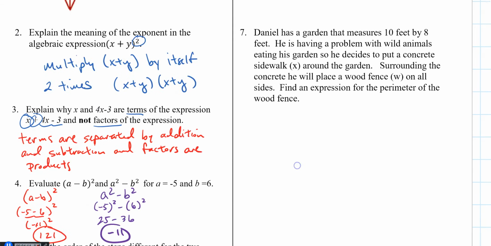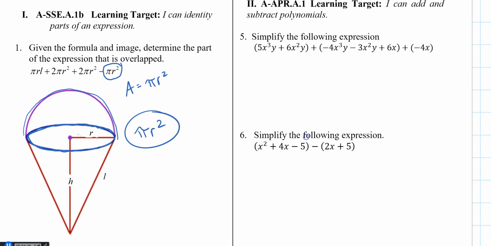Alright, number 5, simplify the following expression. So we're just going to look for like terms. Remember, like terms have to have the same variable and the same exponent. If they have multiple variables, they have to have the same multiple variables. So if I have 5x cubed y, I'm looking for another x cubed y, and I see one there. We're adding in between them. 5x cubed y plus a negative 4x cubed y gives me a 1x cubed y.